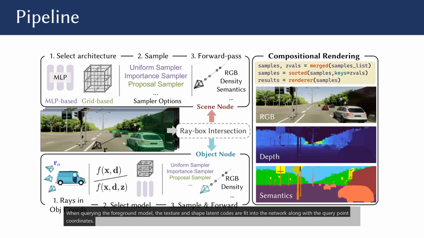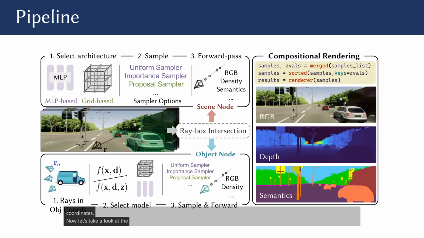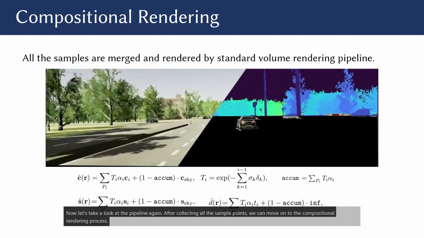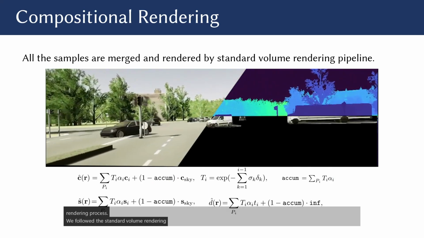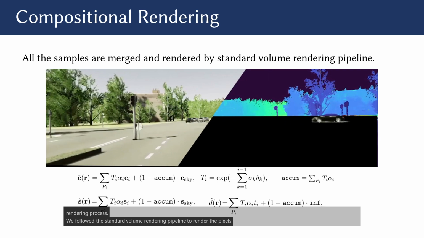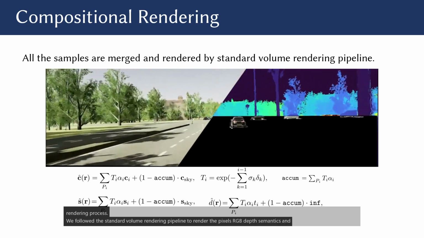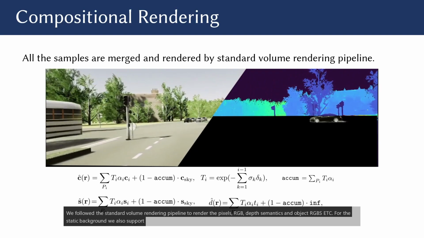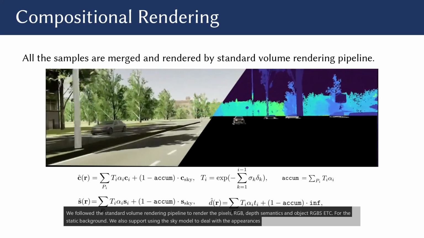Now, let's take a look at the pipeline again. After collecting all the sample points, we can move on to the compositional rendering process. We follow the standard volume rendering pipeline to render the pixel RGB, depths, semantics, and object RGBs, etc. For the static background, we also support using the sky model to deal with the appearances at infinite distance.